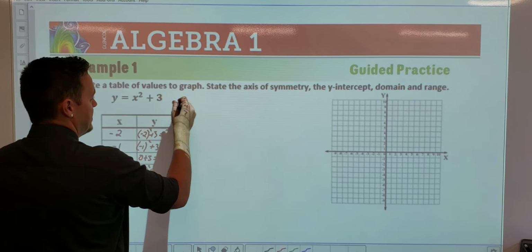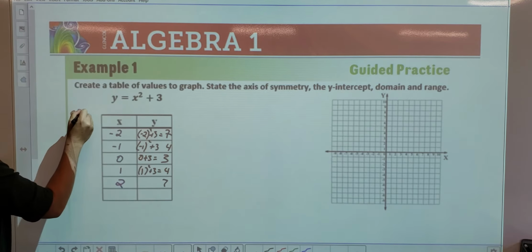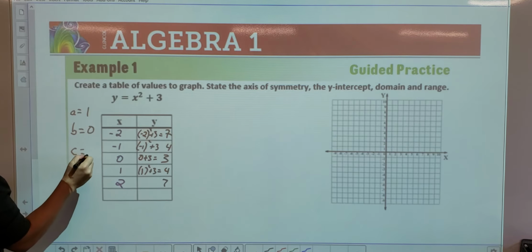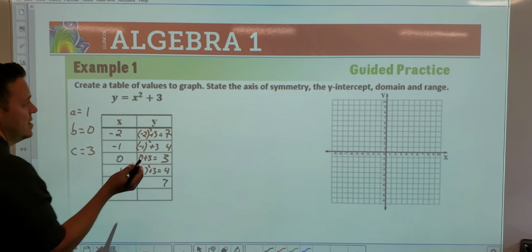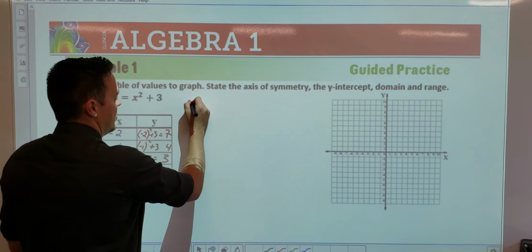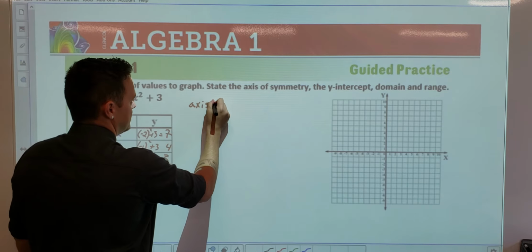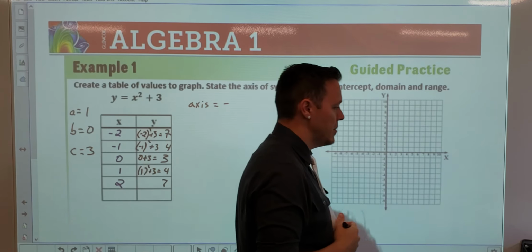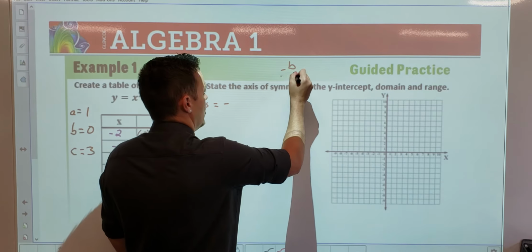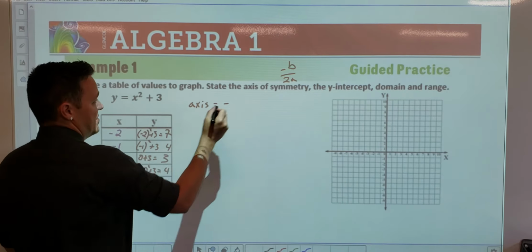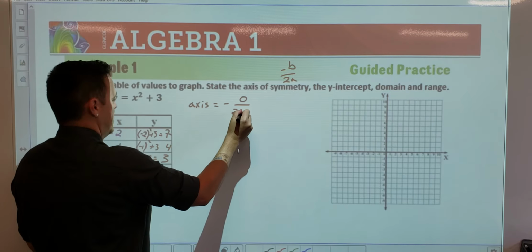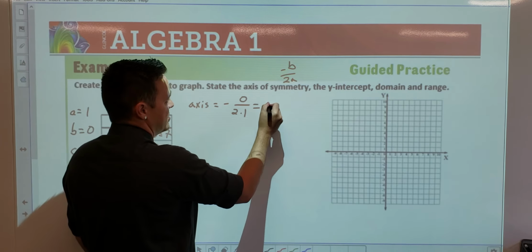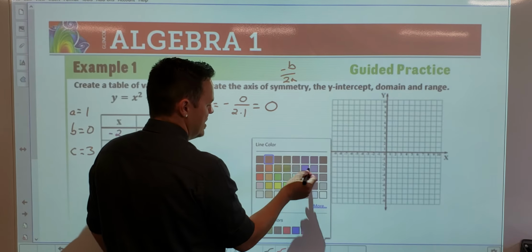Okay, axis of symmetry, right? So our A value is 1, our B is actually 0, it doesn't exist. And our C value is a what? 3, okay? So that's what this value represents. Now you know your axis of symmetry is going to be negative, and if you have the formula, remember it's negative B over 2A. So if it's a negative B on here, this would be 0, and it'd be 2 times 1, and anything with a 0 on the top especially is a 0. So our axis of symmetry is actually at 0.